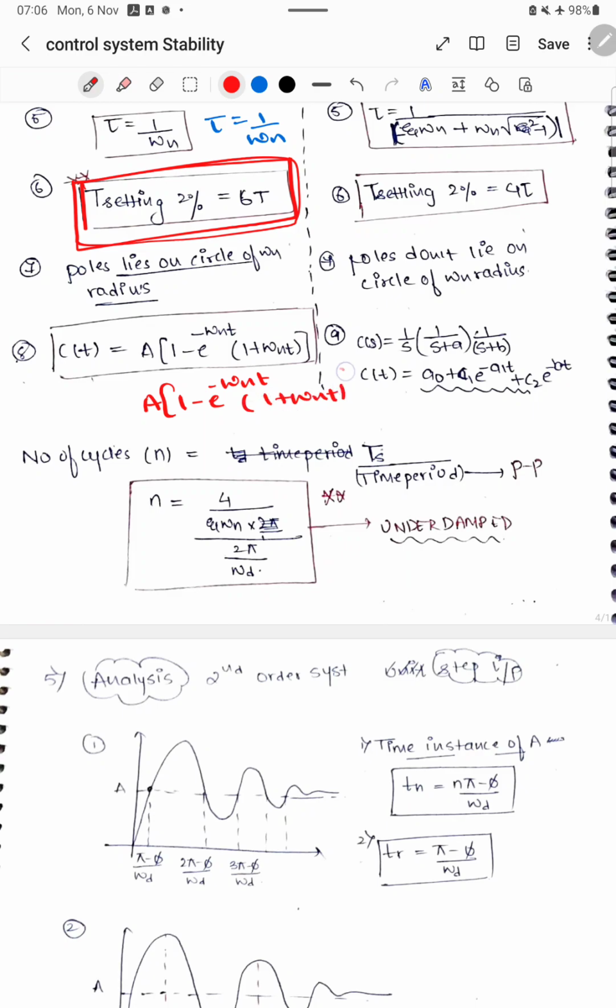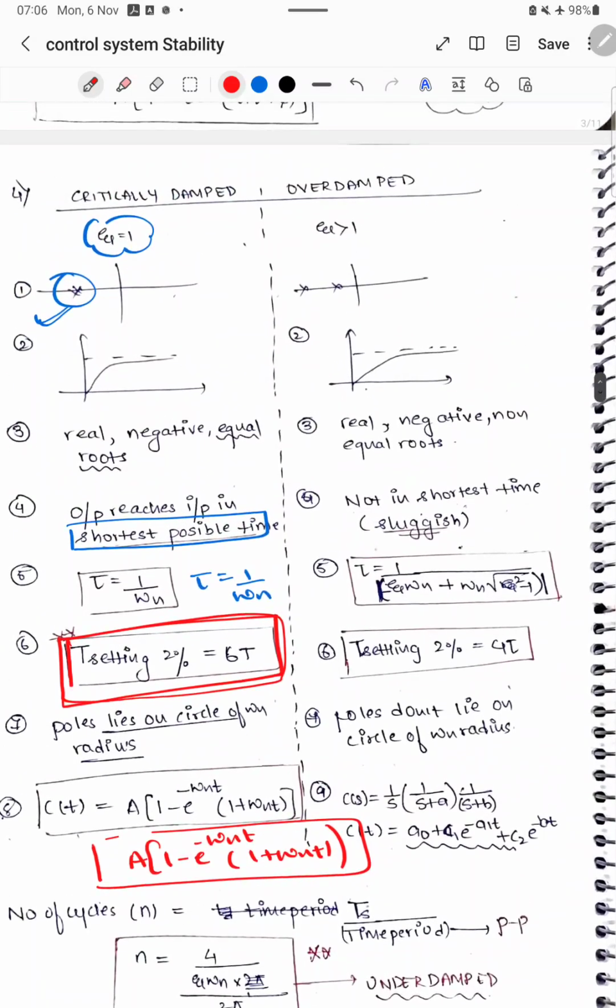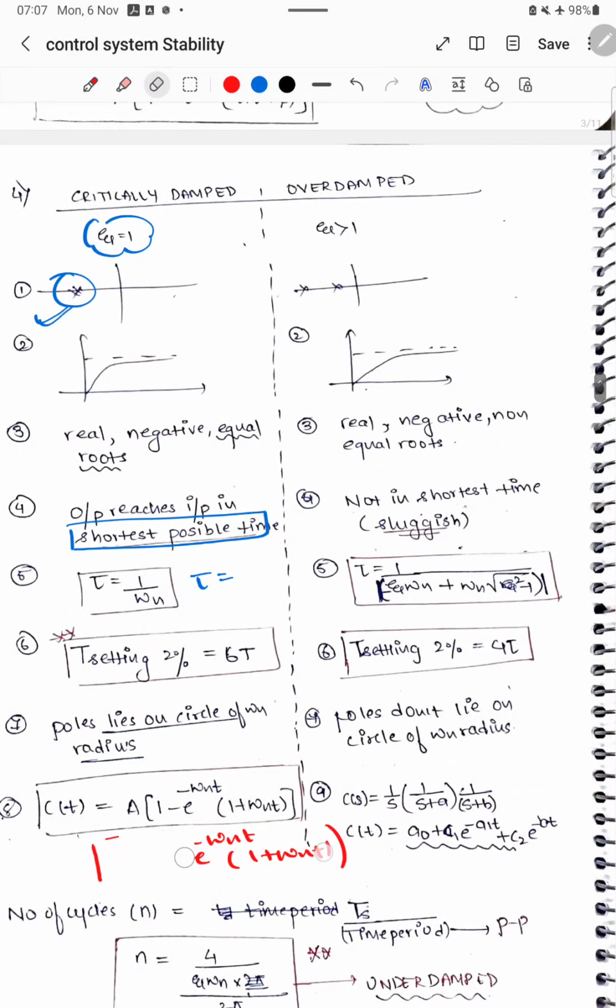Okay, now coming to the overdamped system, it will have real poles, so naturally you will get some response in e power minus mt plus e power plus mt, in such a way. That's okay, but it is sluggish, it's just sluggish, and it will take the longest time. It will take the longest time to settle down.